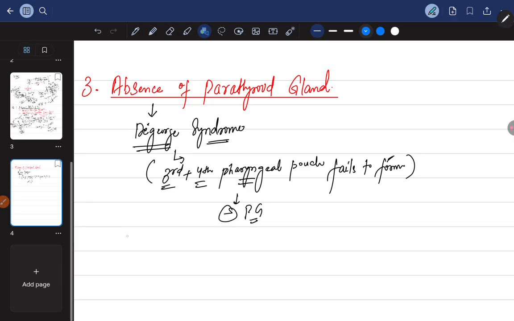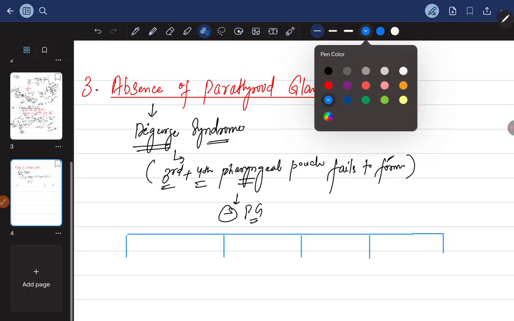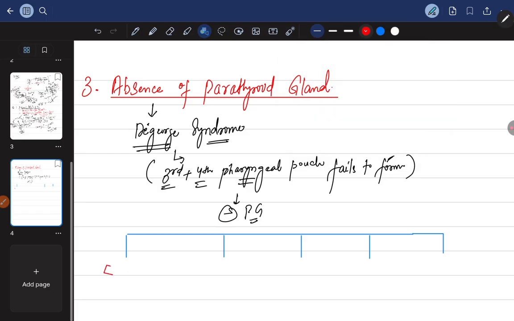5 conditions. Okay, there are 5 conditions that characterize this DiGeorge syndrome. So you have to remember them. There is a mnemonic for this.